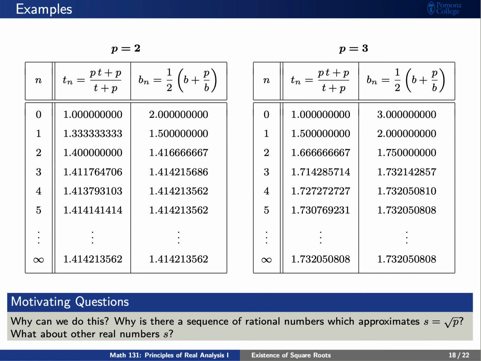But why can we do this? Why is there a sequence of rational numbers that approximates the square root of p? And can we do this with other real numbers s? We'll come back and we'll discuss this in a later lesson.